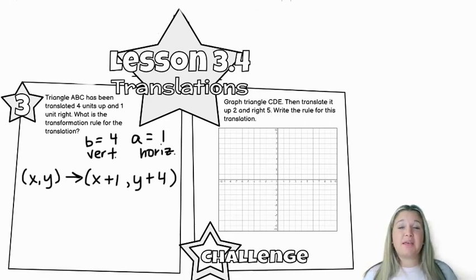So that wraps up our lesson on translations. Just a quick reminder: the horizontal shift is going to affect the x, the vertical shift is going to affect the y, and whenever you are translating it, it should look the exact same, face the same way, and it's just that Control C and Control V. So that is translations.